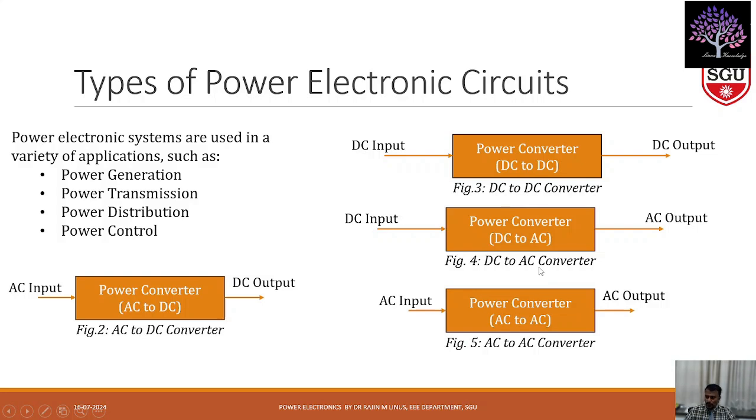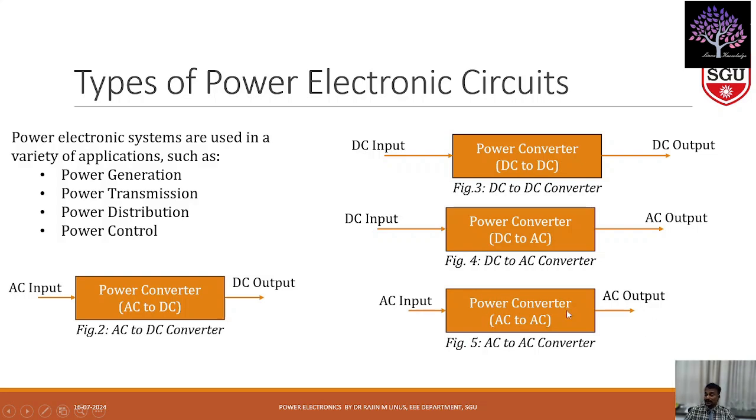Then the DC to AC converter, which converts fixed DC to variable AC. Variable AC, in the sense, means variable voltage and variable frequency. In these cases we use this converter to convert fixed DC to variable AC, and the other name for it is inverter. I already told you we will elaborate on this module-wise at that time. Then finally we have AC input to AC output, that is the AC to AC converter.